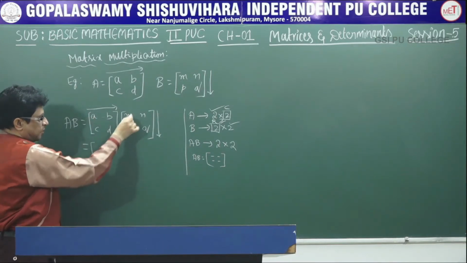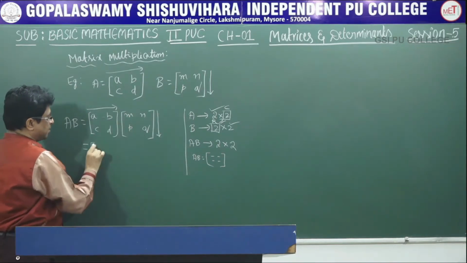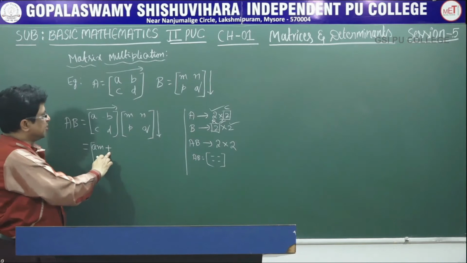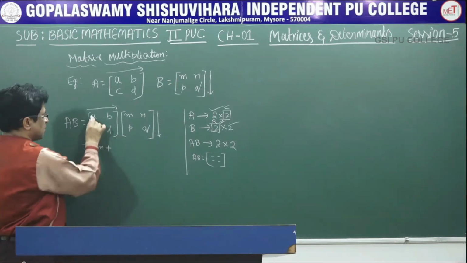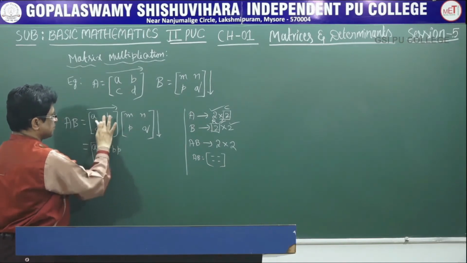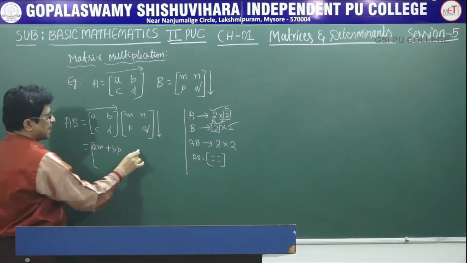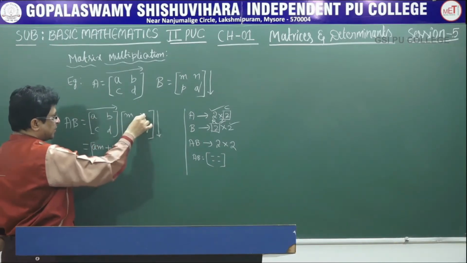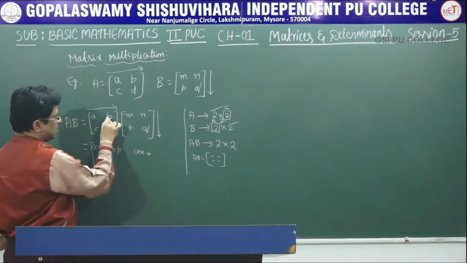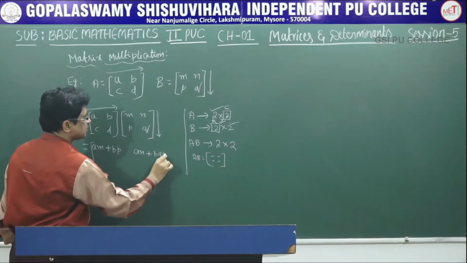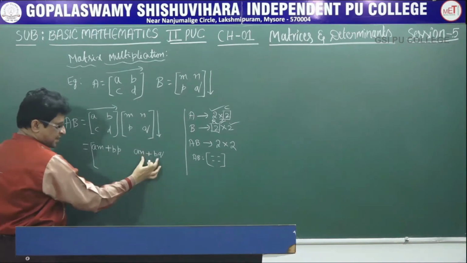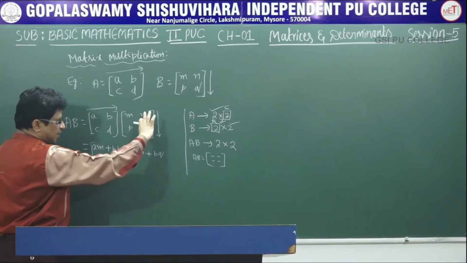So, first row into first column, that is A into M plus, the rule is we have to always use plus. So, A into M plus B into P. Next element is first row into second column, that is A into N plus B into Q. So, first element is first row into first column, second element is first row into second column.